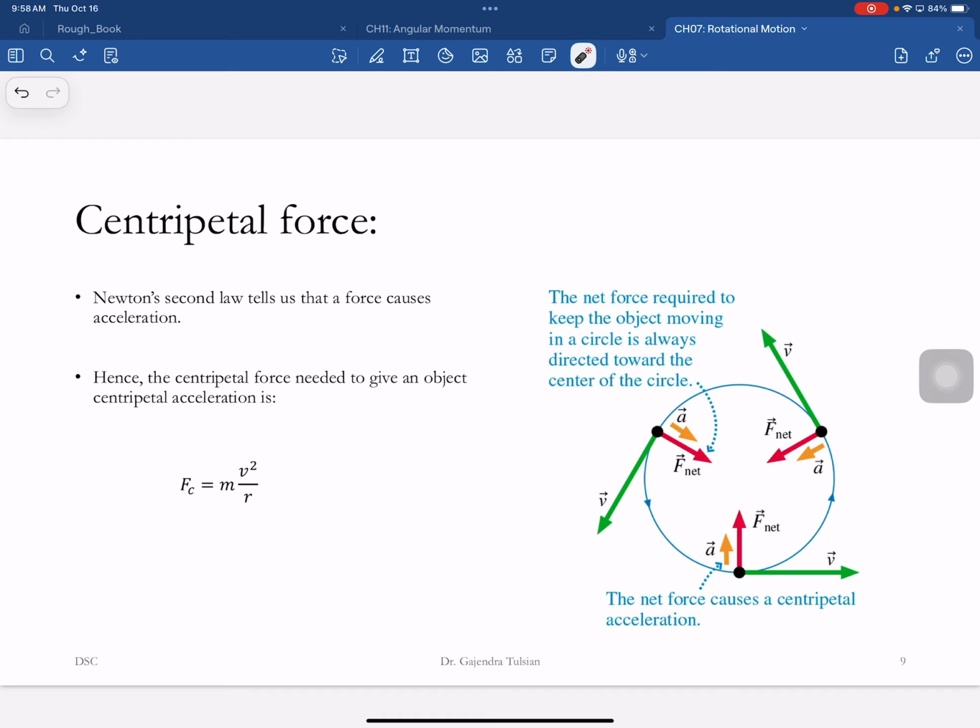All right, so again, the punchline of this chapter is, even though you're going at constant speed around a circle, the direction of the velocity vector is changing, you're accelerating, and so there needs to be a force acting towards the center. The acceleration is called the centripetal acceleration, and the force is called the centripetal force. So you need a centripetal force to give an object centripetal acceleration.